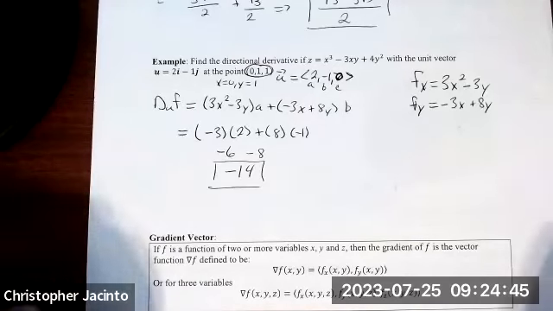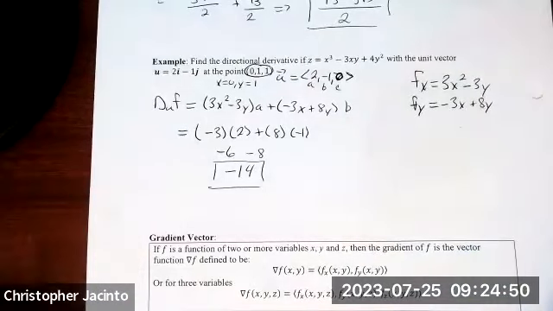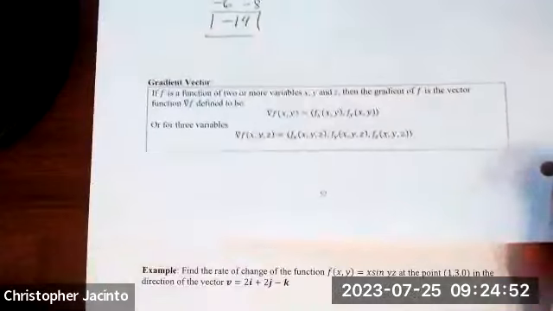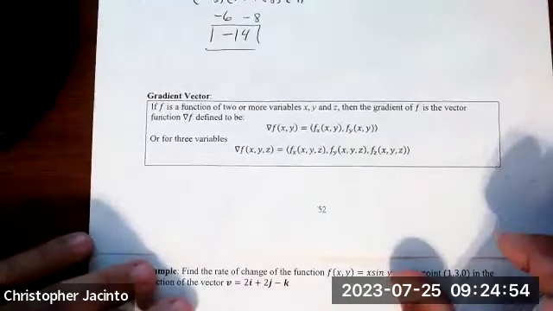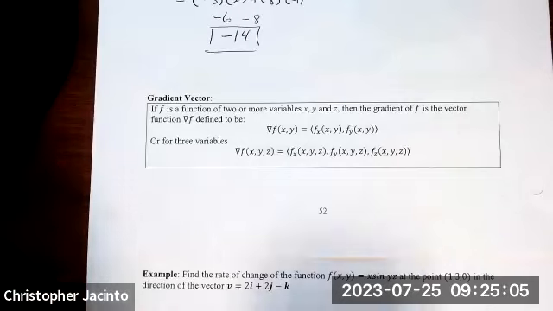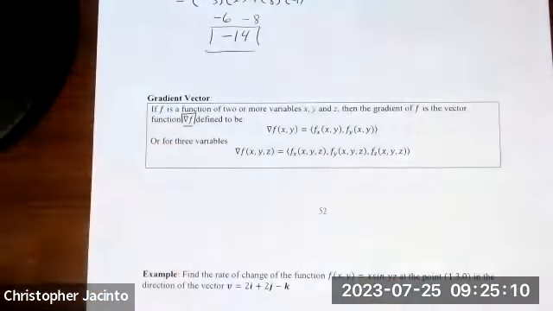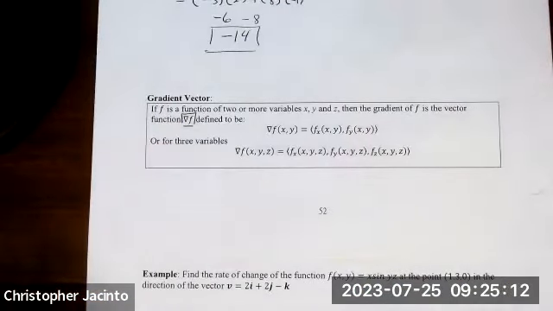So now that we know directional derivatives, we define something that's very important to multivariate calculus, and it's something we've already done before. Now we're just going to call it an actual name: the gradient vector. So for a function of two or more variables, x, y, and z, the gradient, denoted as the upside-down delta of f, is just defined to be the vector of the partial derivatives. That's all it is.